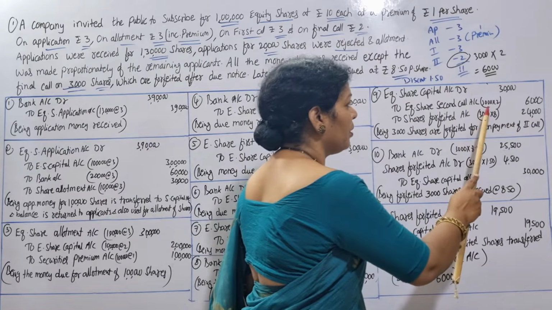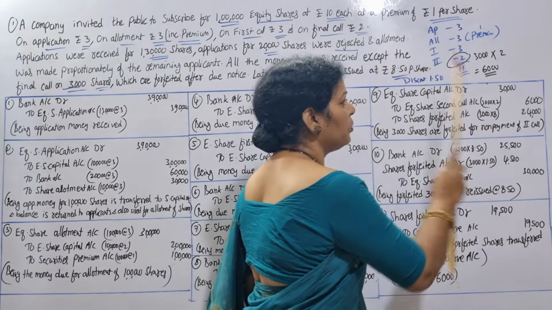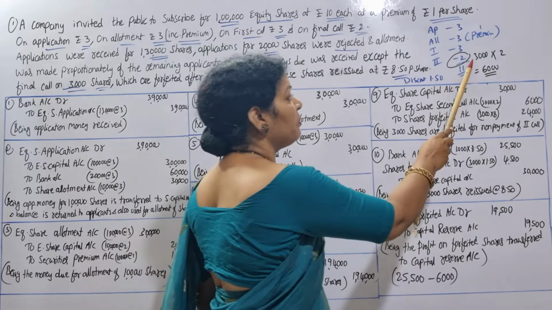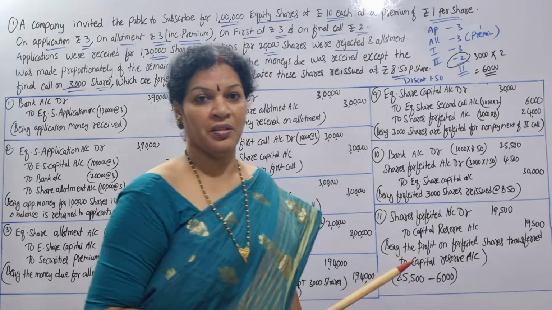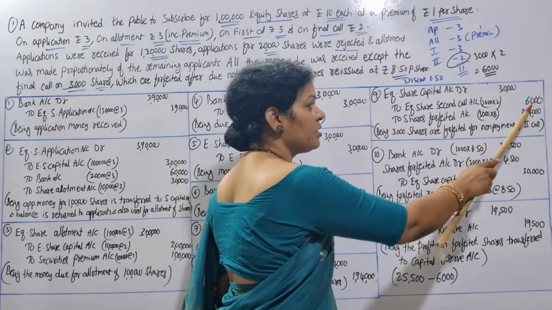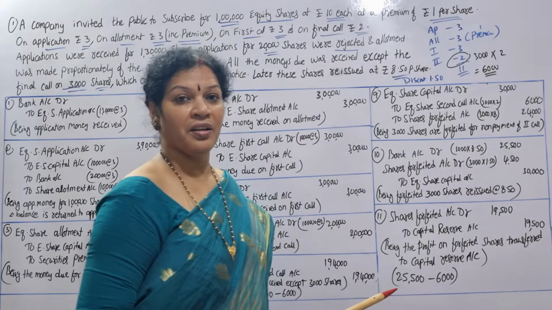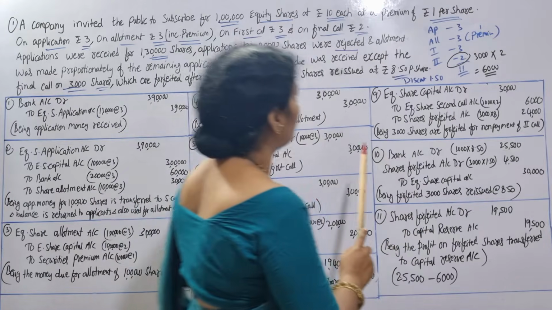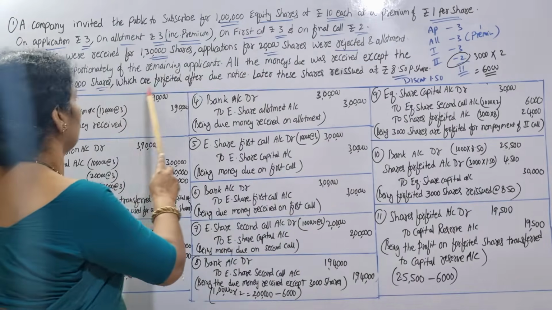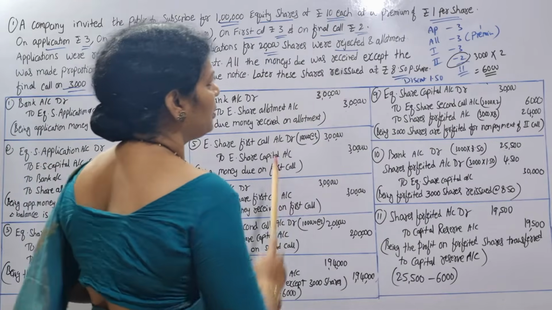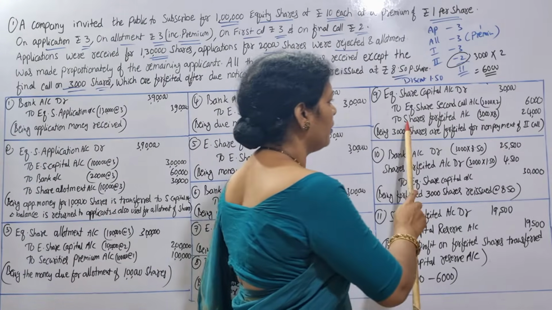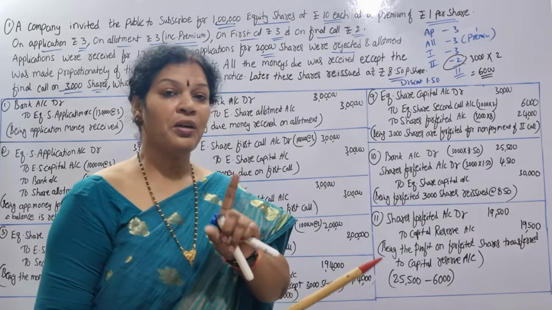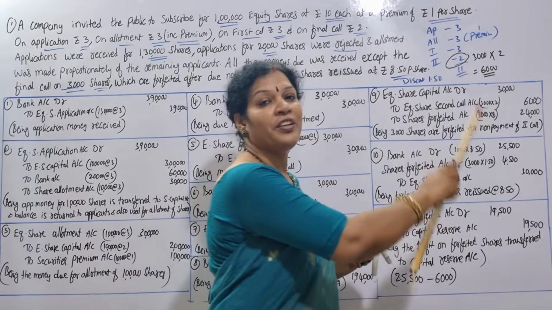So here, second call account 3,000 into 2 rupees. It comes to how much? 3,000 into 2 rupees, which is not received, due is 6,000. The company forfeited, and the company reissued it at 8 rupees 50 paisa. Shares forfeited reissued entry comes later. Right now you have to focus on the forfeited entry.